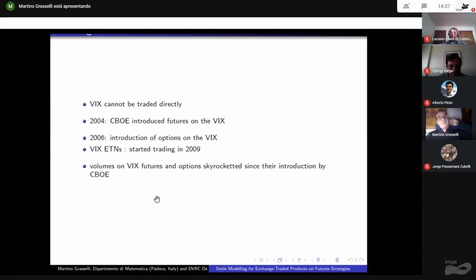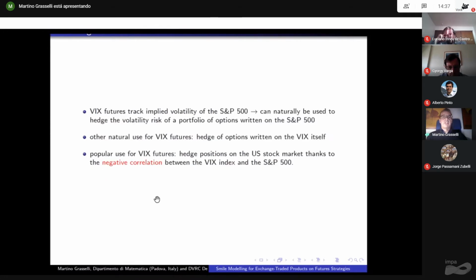Since 2009, there has been the introduction of some ETNs on VIX, which try to mimic the behavior of the VIX future of the first month, so the first maturing VIX future. We'll see the correct definition later on.